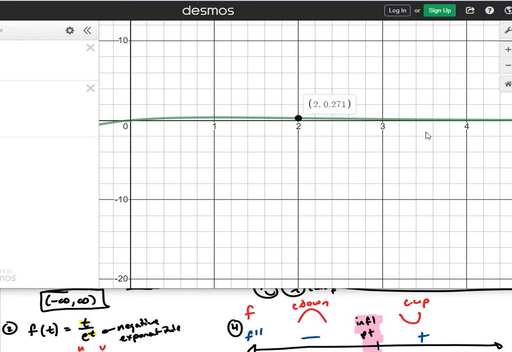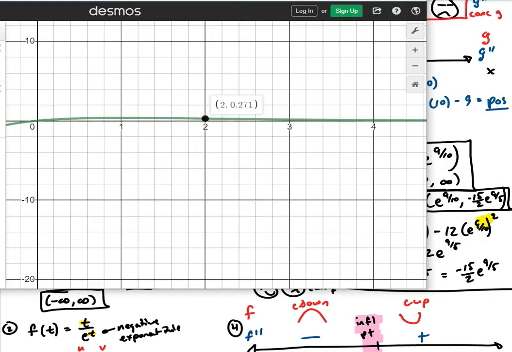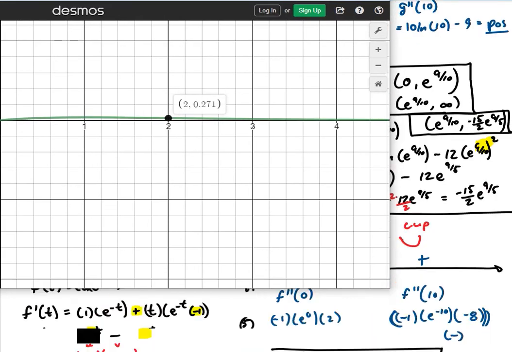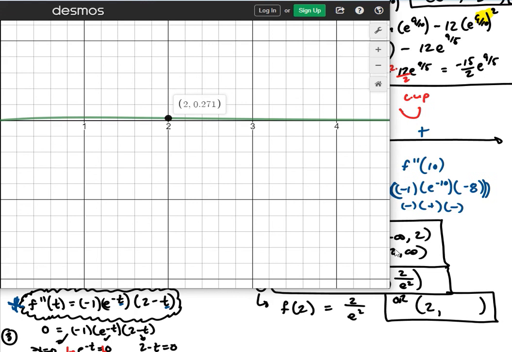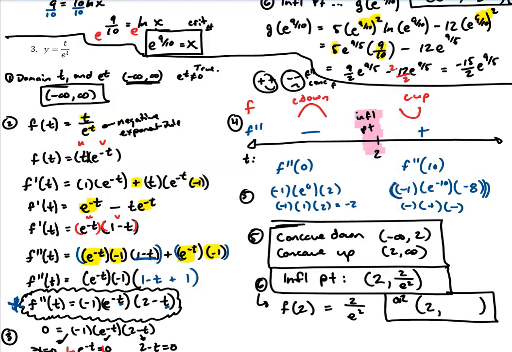Okay, but let me click on that point. So 2, comma 0.271 would be the decimal portion of it. Okay, so if decimals were allowed, you wouldn't have to keep it in terms of e. Let's go ahead and just write the 0.271 right here. Okay, so that is the inflection point.